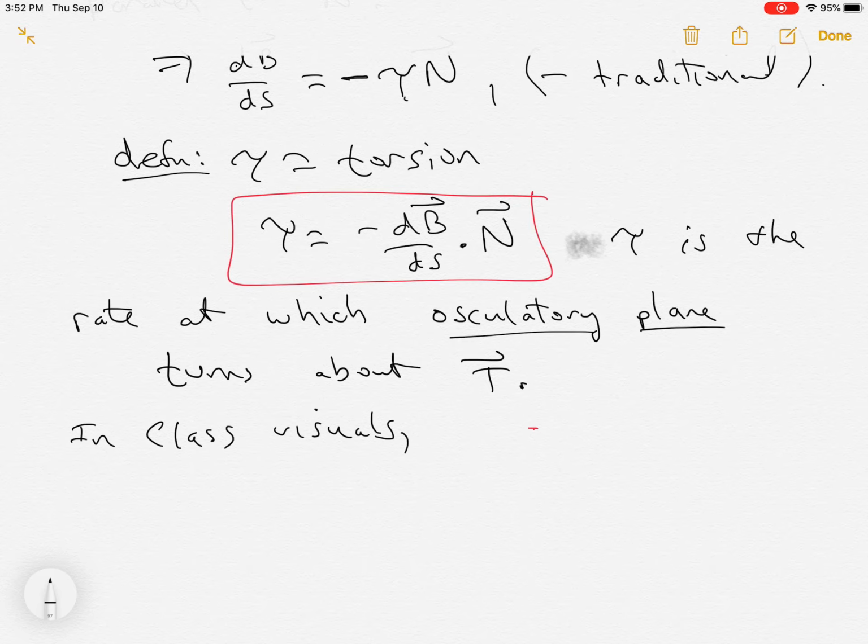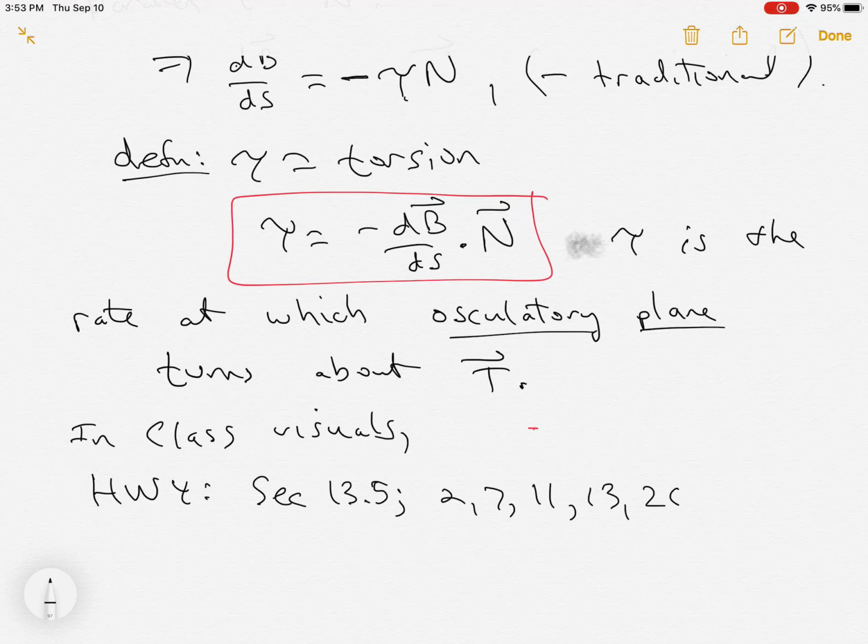All right, so this one's a shorty, and so we can have a big chat tomorrow, being a Friday. And so here's the rest of the homework. I think this is homework 4, section 13.5, problems 2, 7, 11, 13, and 26.